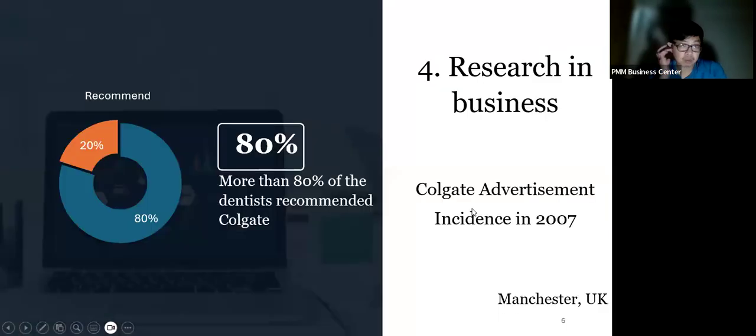So let me talk about the importance of business research. As I said earlier, some people use research as a mere advertising tool. This is the advertisement of Colgate in the city of Manchester in 2007, and the ad content states that more than 80% of the dentists recommend Colgate. Indeed, some people feel impressed, and using this psychological approach, marketers use the research findings as advertising tools.